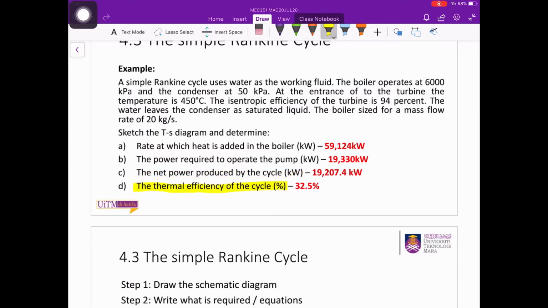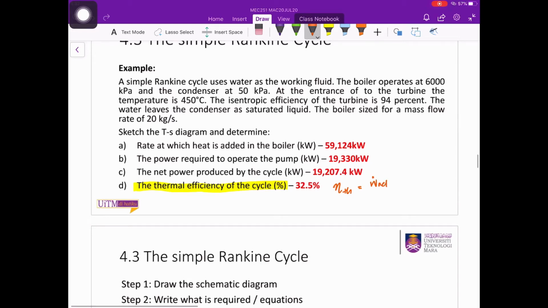And we need to determine the thermal efficiency of the cycle in percentage. So thermal efficiency for Rankine cycle is equal to power net out divided by Q dot in. If you notice, in order for us to solve these items, we need to find the values for Q dot in, W dot in, and also W dot out.